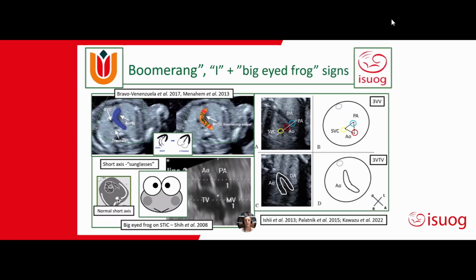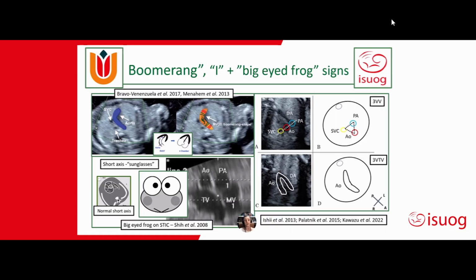We're always looking for easy ways to remember how to diagnose things. And so the findings on the three-vessel and trachea view have been described as a boomerang or as an eye. And in Japan, there is a comic figure called the big-eyed frog, and the findings on 4D volumes have been described as a big-eyed frog sign. This is because the pulmonary artery and the aorta come out of the heart in parallel, and so you can see two round structures, which are the eyes of the frog.